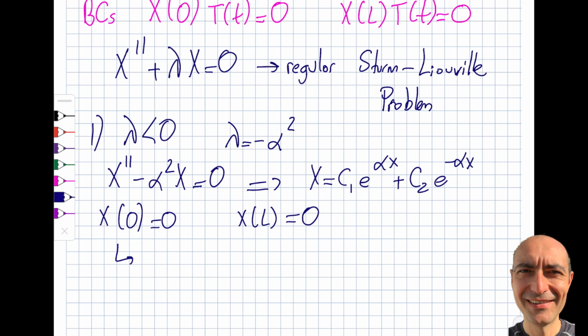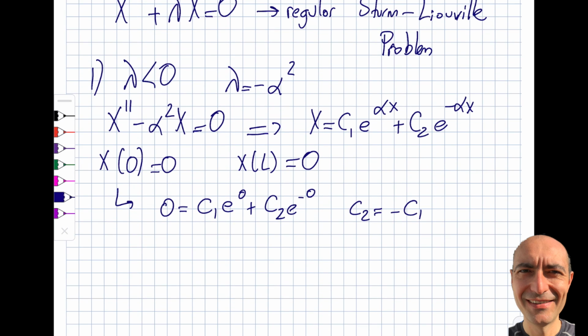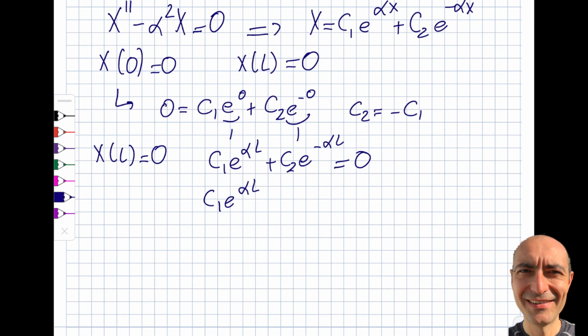If I do the first one, I'll get 0 equal to c1 e to the 0 plus c2 e to the minus 0. So from here you do get that c2 is equal to minus c1, because as you know, e to the 0 is 1. Alright, so that's what I get. Let's use the second boundary condition, X of L is equal to 0. So from here, c1 e to the alpha L plus c2 e to the minus alpha L is equal to 0. So c1 e to the alpha L minus c1 e to the minus alpha L is equal to 0.